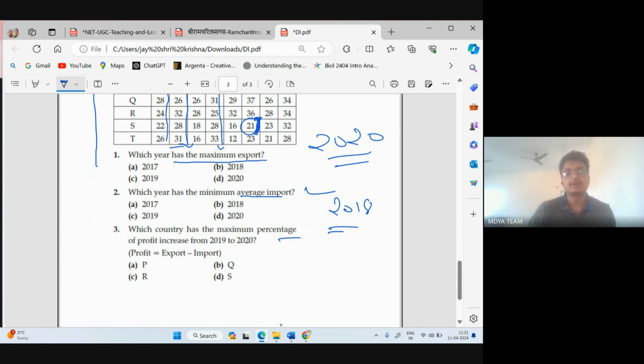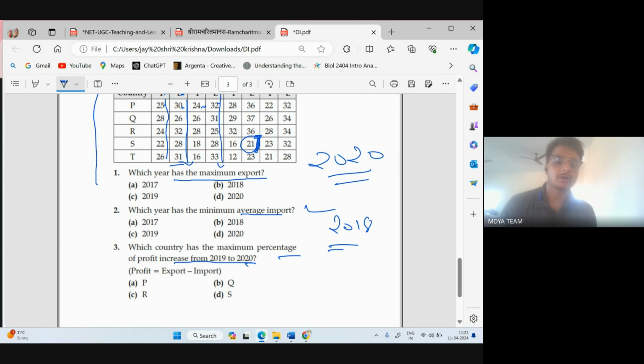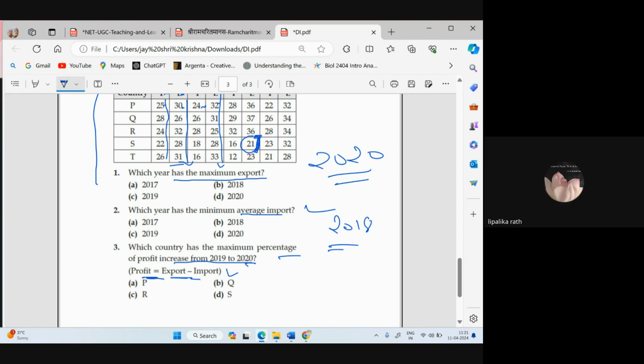Which country has the maximum percentage of profit increase from 2019 to 2020? This is one of the complex questions UGC can ask you. So how to calculate the profit? Export minus import. Now I think some of you can have a problem with this question. Any of you having a doubt? None of you have a problem? Everyone has done this? Sir, I got the answer as S. Is it correct? Yes.